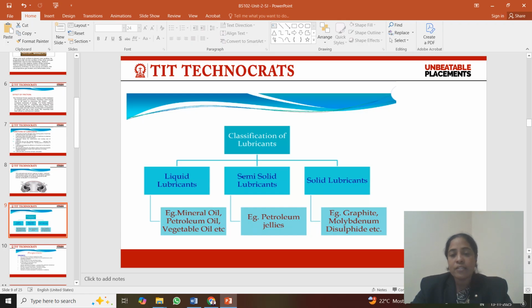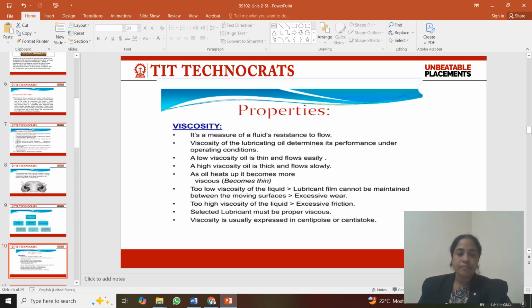And third category is solid lubricants. Solid lubricants are the best lubricants as compared to the liquid and semi-solid lubricants, because they contain a heavy viscous nature, and the flash and fire points of solid lubricants are much higher as compared to the liquid and semi-solid lubricants. Examples of solid lubricants are graphite and molybdenum disulfide.